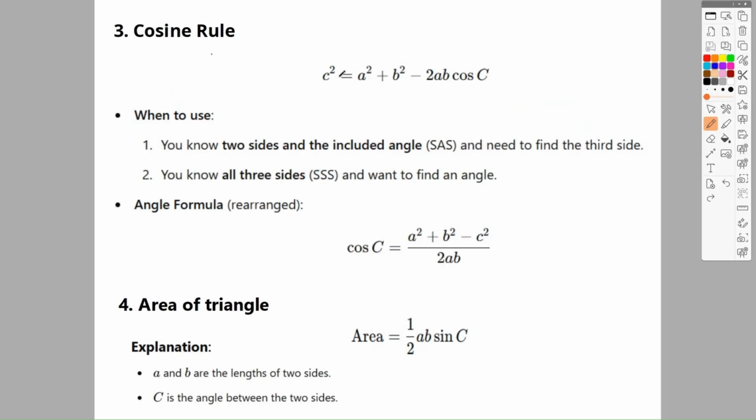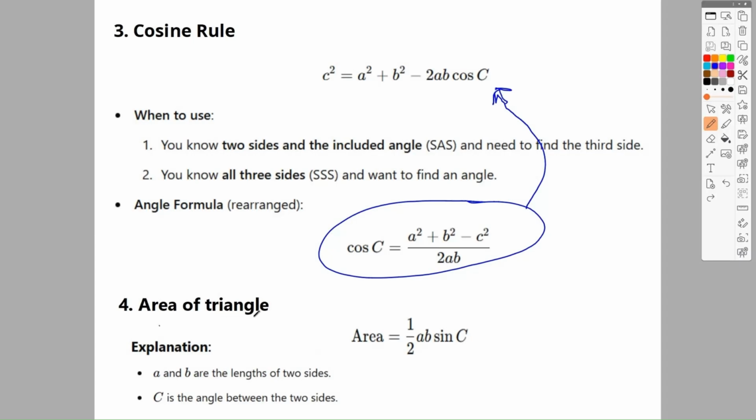Now we have the cosine rule. c squared is equal to a squared plus b squared minus 2ab cos C. We use this if you know two sides and the included angle and need to find the third side, or you know all three sides and want to find an angle. If we rearrange the formula, we can find cos C equals a squared plus b squared minus c squared over 2ab. So this formula is generated from the first one.